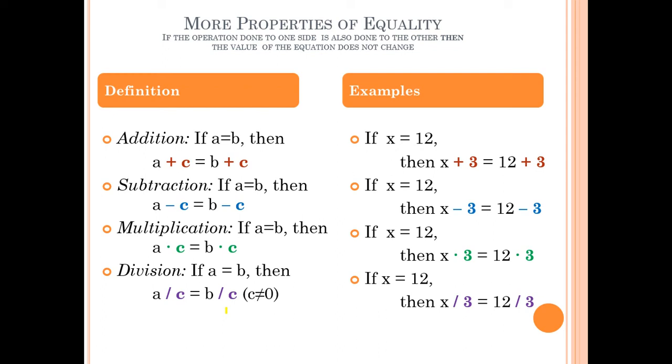So what is important to remember for addition property, subtraction property, multiplication property, and division property is that if you do something to one side, you have to also do it to the other side, because we don't want the value of the equation to change. Like we still want x to be equal to the number on the other side.